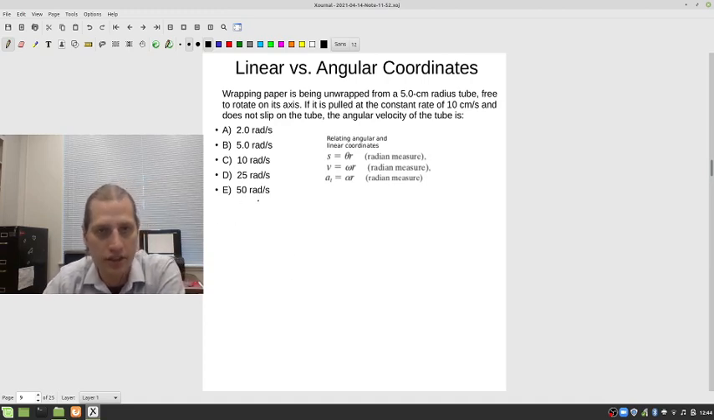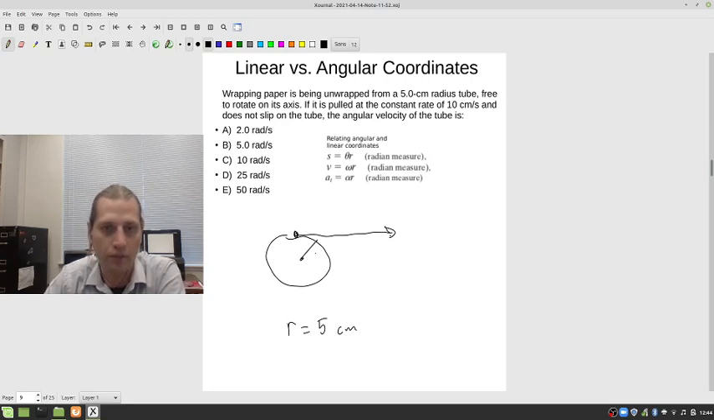Now let's take a look at this type of problem. It says wrapping paper is being unwrapped from a 5 centimeter tube. So your R is 5 centimeters, and it's free to rotate. So we're pulling it off like this. This angular displacement of the tube is going into the linear length of the wrapping paper. It says if it is pulled off at a constant rate of 10 centimeters per second, it does not slip on the tube. So V equals 10 centimeters per second.